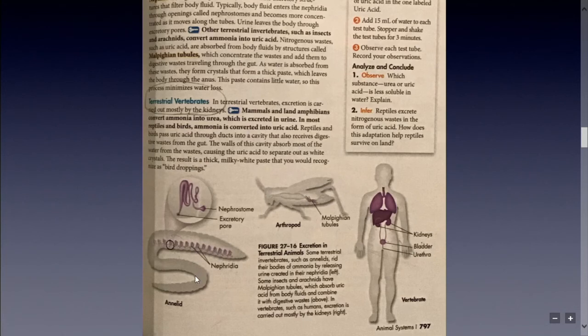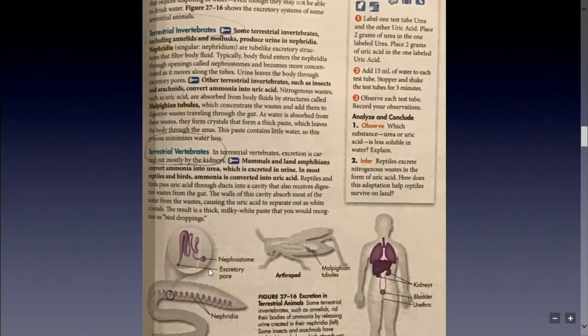Like the annelids. The annelids here use the nephridia, and they are making urea, right? They produce urine. So annelids, the mollusks and annelids, they make urine and they use the nephridia.